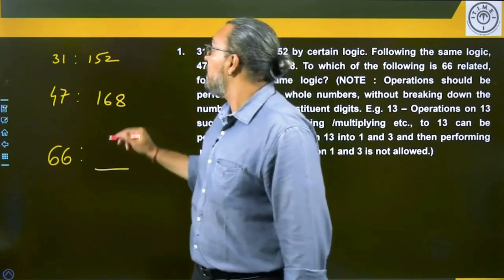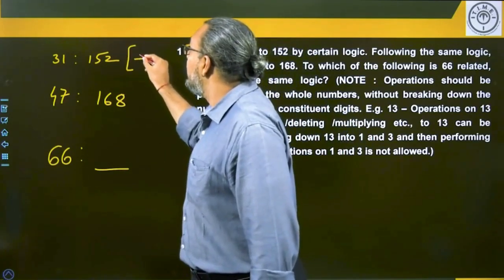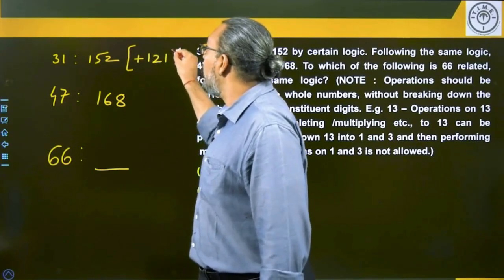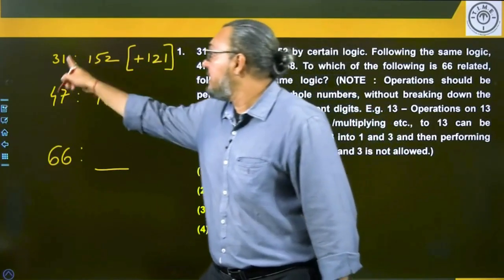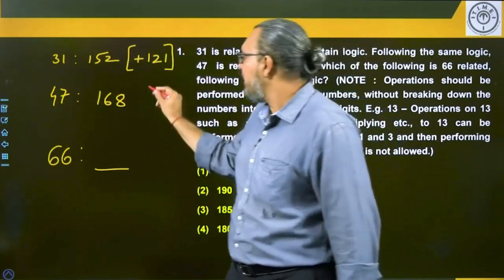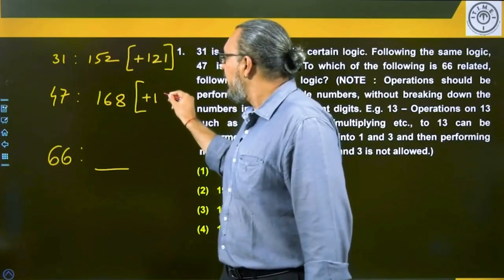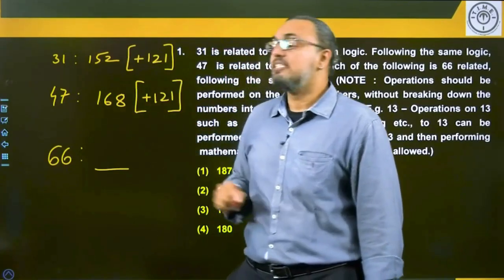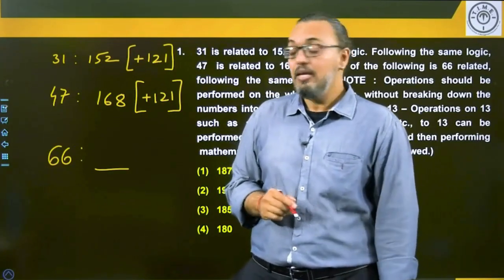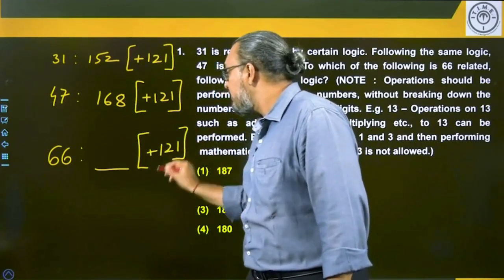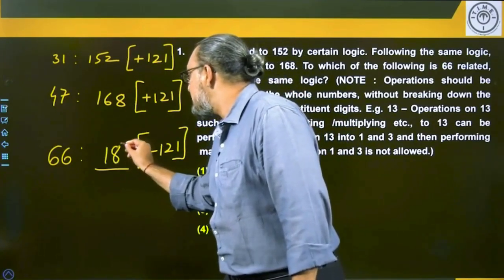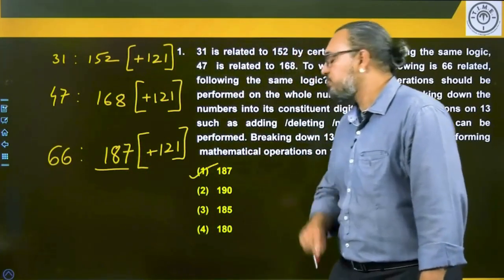Now, if I take the difference, how much am I adding here? I have to add 121. By adding 121, I am getting 152. 31 plus 121. Am I getting the same logic here? Yes. By adding 121, am I getting 168? Yes. So, that is what we have to do. Here also by adding 121, how much am I getting? You are getting 187 and that is there in the first option.